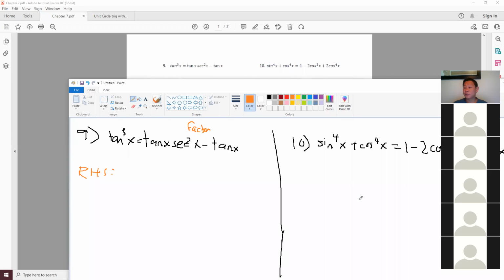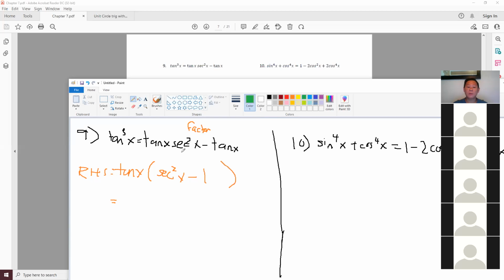So you can factor out tangent x. And what happens when you factor tangent x? When you factor tangent x, you will get secant square x minus 1. So when you factor tangent x, you will get secant square x minus 1.